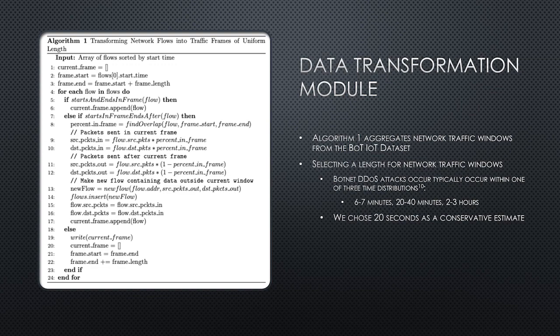This guarantees that detection latency will be well below the shortest time distribution for a DDoS attack, while virtually guaranteeing that bottlenecks would not occur at the network traffic analysis module. We will see in our results section that our system could run in revolutions far smaller than 20 seconds. However, time constraints prohibited us from running further experiments with smaller time traffic window lengths.